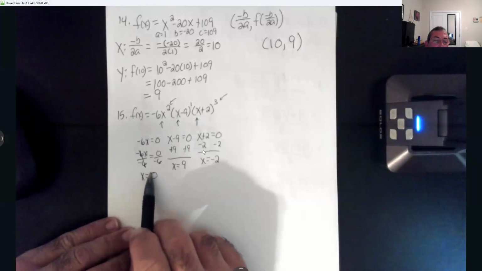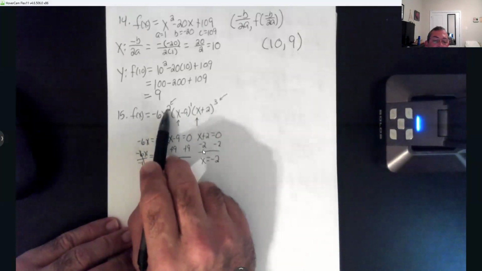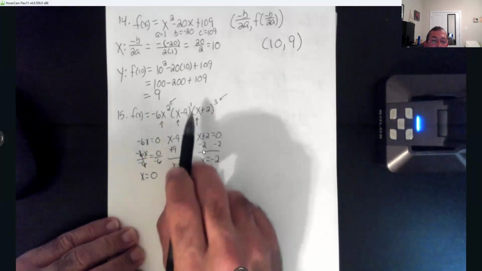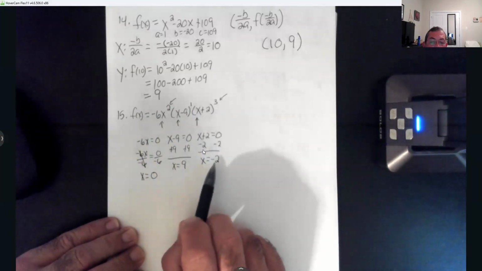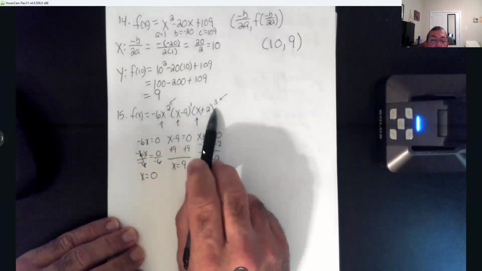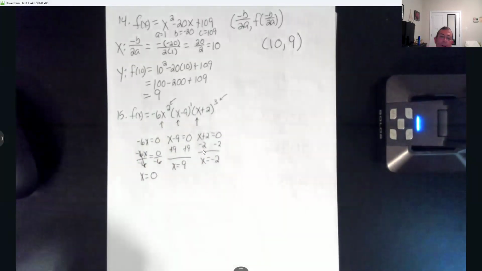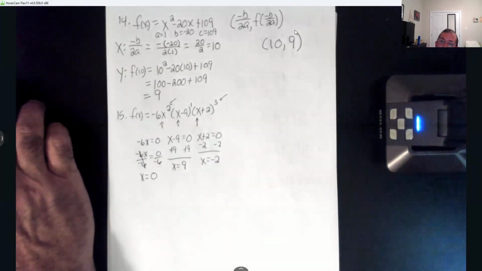So the 0 has a multiplicity of 2. The 9 has a multiplicity of 1. The negative 2 has a multiplicity of 3. So let's go find that answer.